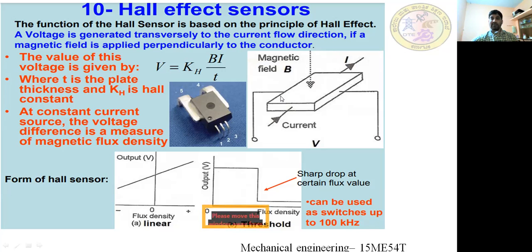The voltage is generated because the charged electrons moving in a straight path get disturbed, and they are collected in a positive manner on one side and negative manner on the other side. So the EMF is generated. This voltage is known as Hall effect voltage. You can see here this voltage is given by V equals KH into B into I divided by T, where KH is the Hall constant, B is the magnetic field, I is the current, T is the thickness of this plate. So in this manner, the distance or the displacement of any object can be sensed.